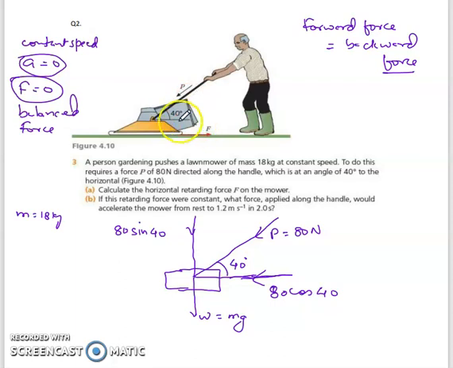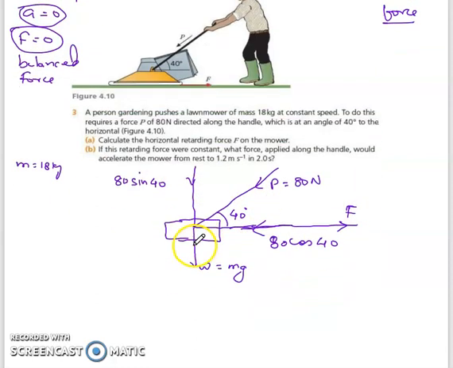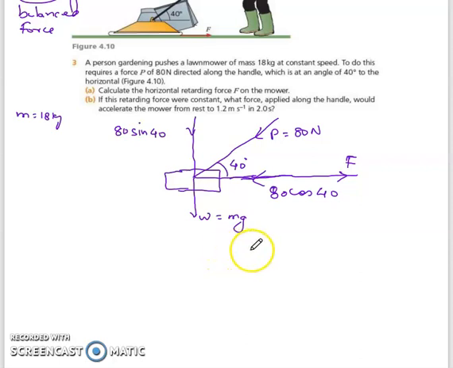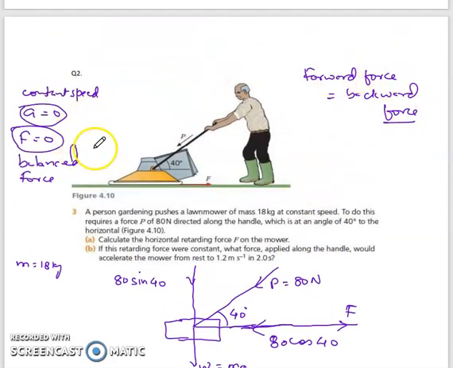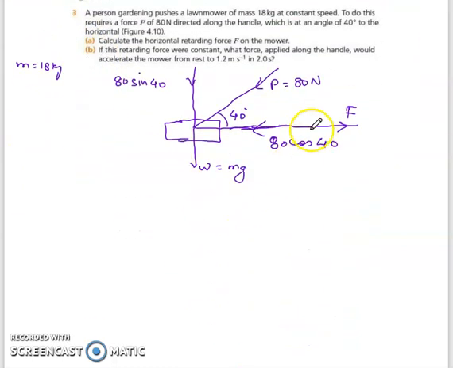Now the force, if you see in this figure, is acting this way. The question is to calculate the horizontal retarding force. The retarding force is acting in this direction, so I'm going to draw this one. Okay, now this is done, we completed the FBD diagram. Now the question is to calculate the horizontal retarding force, which is F in this case. That means again we are dealing with only the horizontal component. We already discussed that this is a case of balanced force, so net force should be 0. So we write net force is equal to 0.